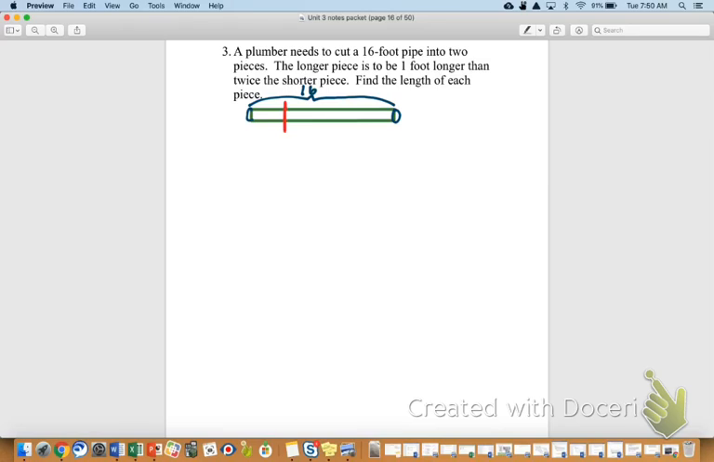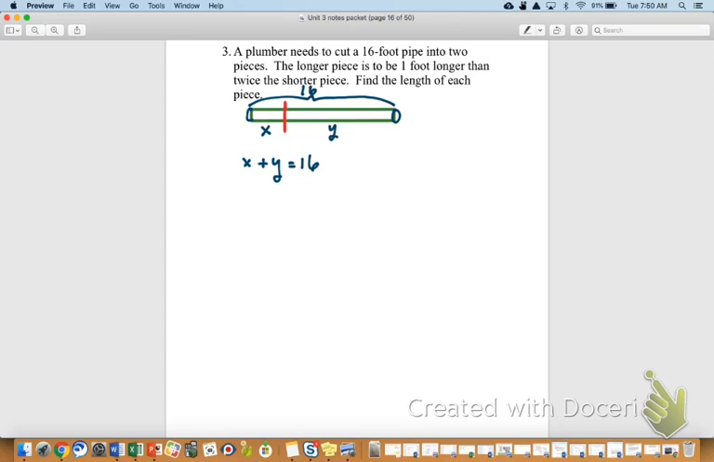and I think I'll set this one up using a system. You could definitely do it without, but I'll use a system here. So I'm going to call the short piece x and the long piece y. Okay, so to use a system, I need to develop 2 equations. And the first one is just straight from the picture. I would say that the short piece plus the long piece has to be 16.